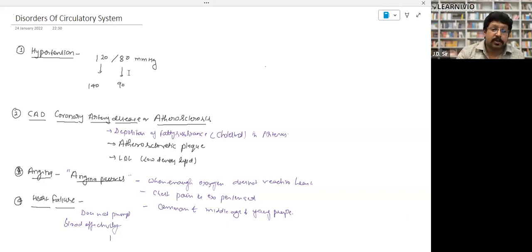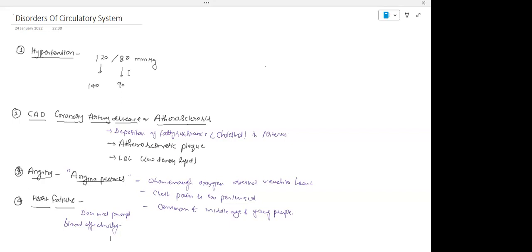So what is hypertension? If the blood pressure goes beyond 120 and 80, and even beyond 140 over 90, right? By the way, up to that is normal. But if the blood pressure increases more than that, this is called hypertension or high blood pressure. Clear, Rabia? Hypertension, or high BP.